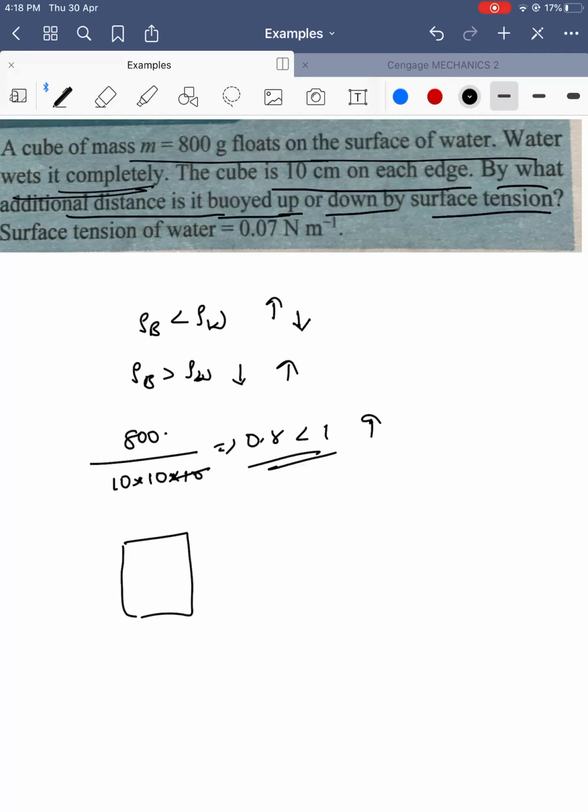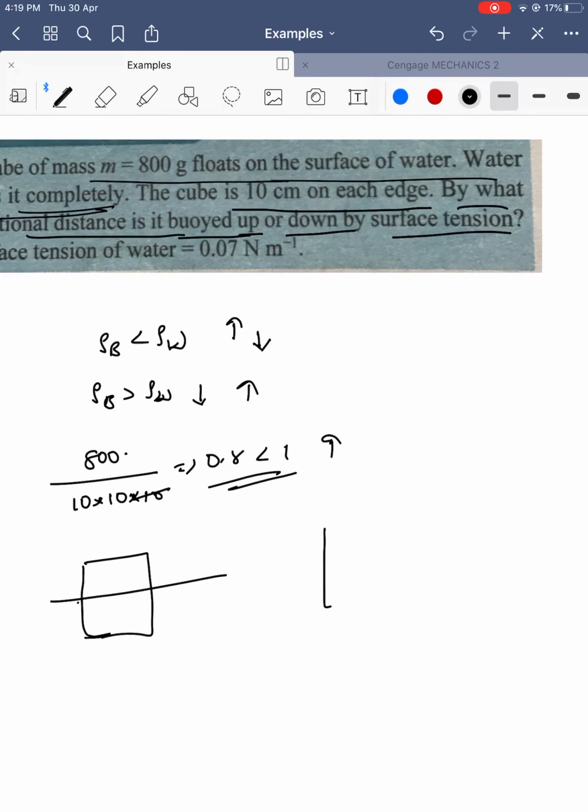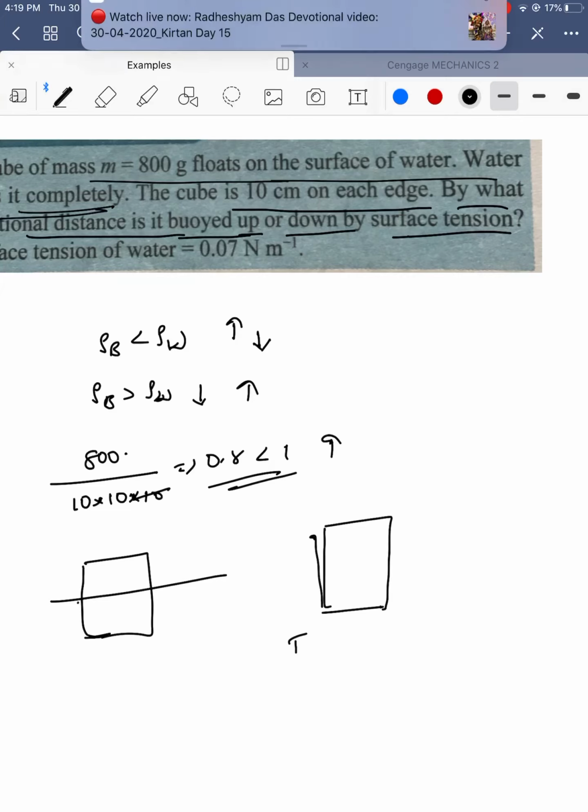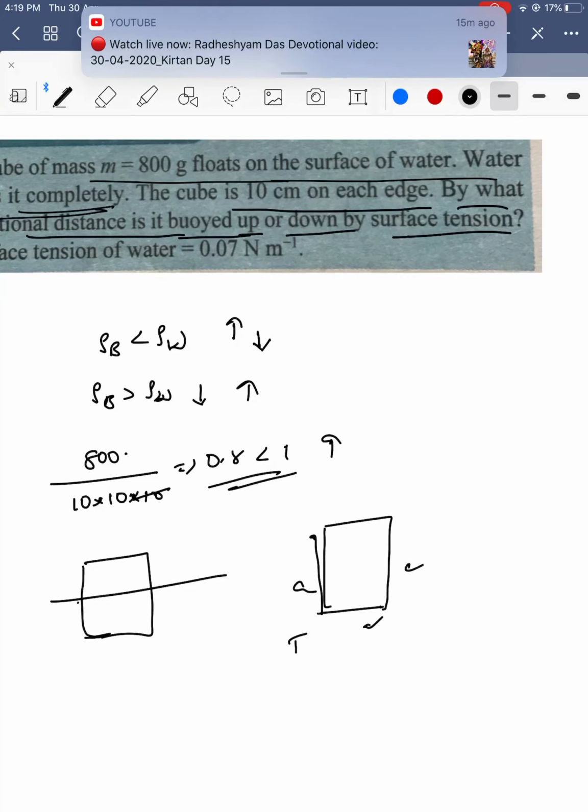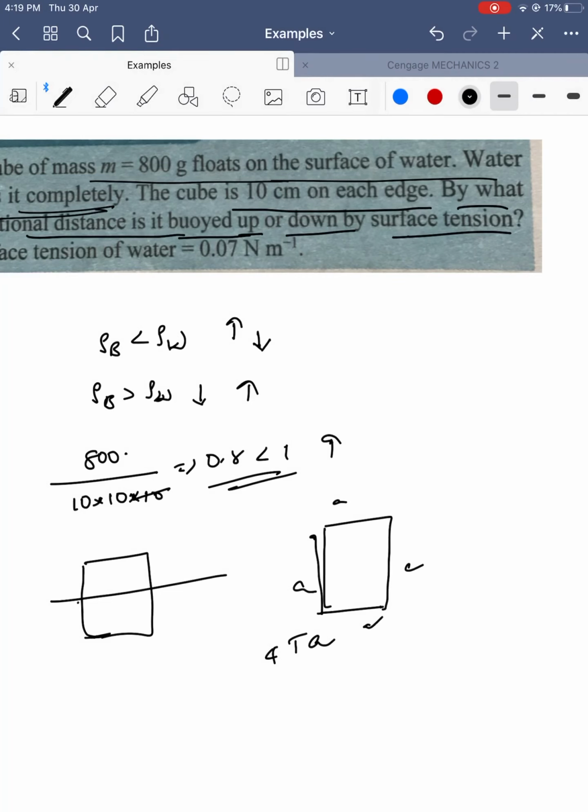Okay, so if you draw the diagram, calculate properly. We are drawing. If it is a cube, how much of the body is in contact with water? T from each side, A and A, so 4 into T into A. So the force due to surface tension is equal to 4T into A.